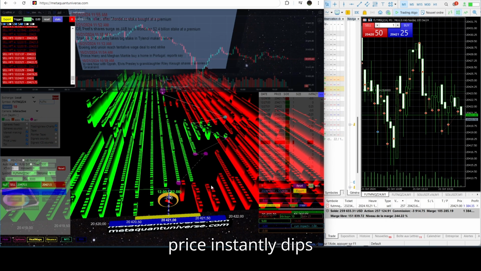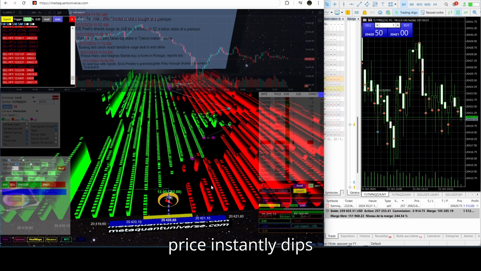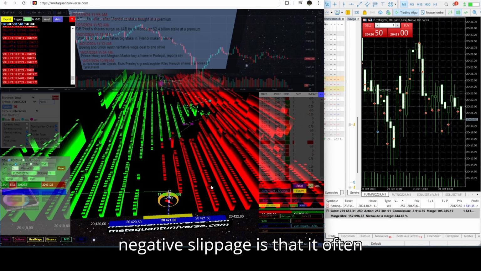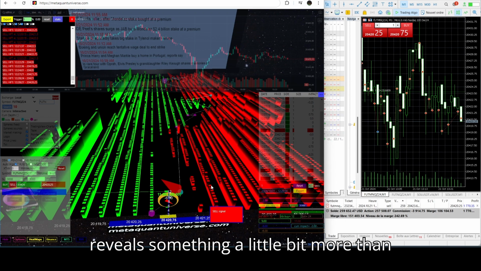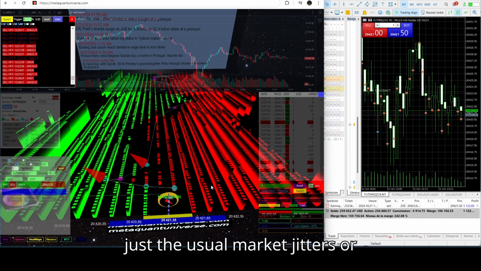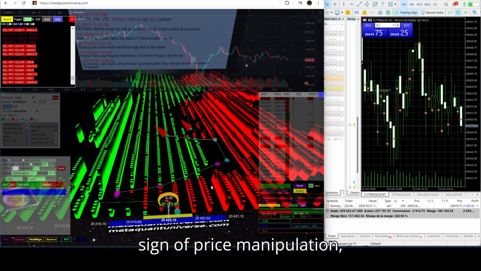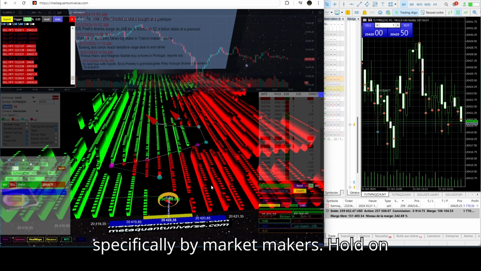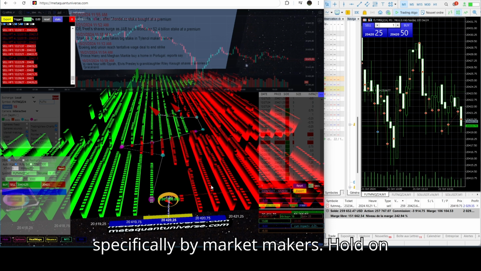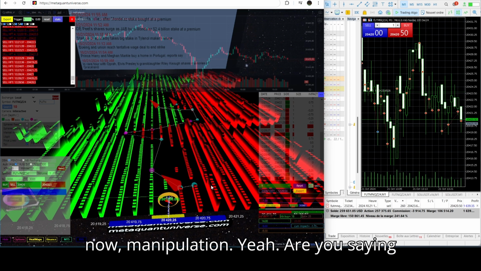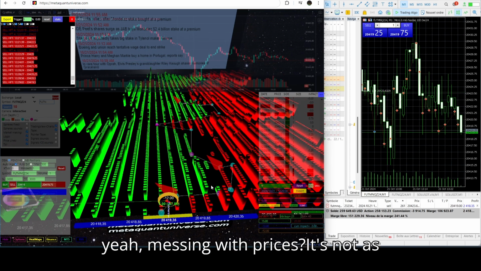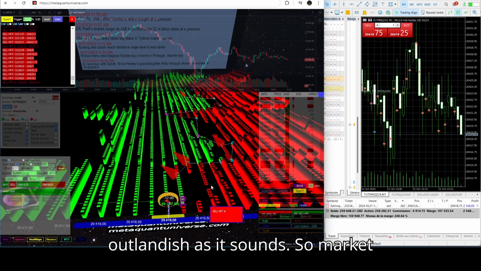sneaky kind of negative slippage. What's so interesting about negative slippage is that it often reveals something a little bit more than just the usual market jitters or volatility. It can actually be a sign of price manipulation, specifically by market makers. Hold on now. Manipulation? Are you saying that somebody might be deliberately messing with prices? It's not as outlandish as it sounds.